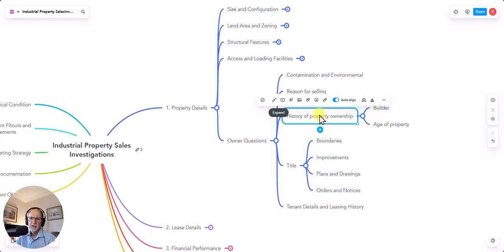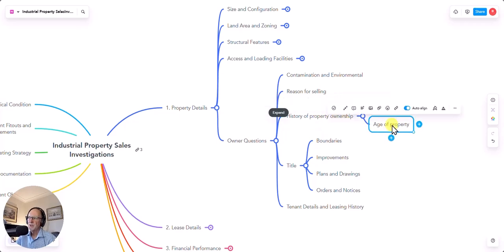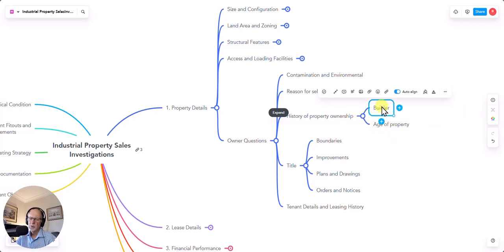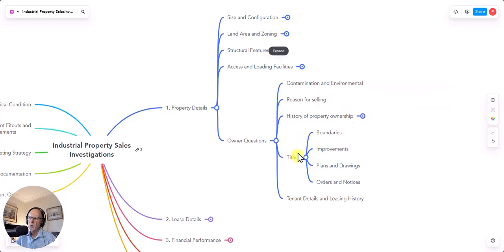Next, the history of the property ownership. How long have they owned the property? Of course, the age of the property, how long they've owned it, and then, of course, look at the builder of the property if you can find that out, if it's a newish property. Then you go into these things, which are all geared around the title.